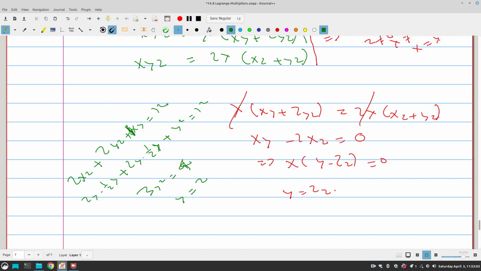Remember, y cannot be minus 2 because y is a dimension of a box, right? And if y equals 2, then x equals 2 and z equals 1, right? Now this tells me that the maximum volume is 2 times 2 times 1, which is equal to 4, right? 4 cubic meters.